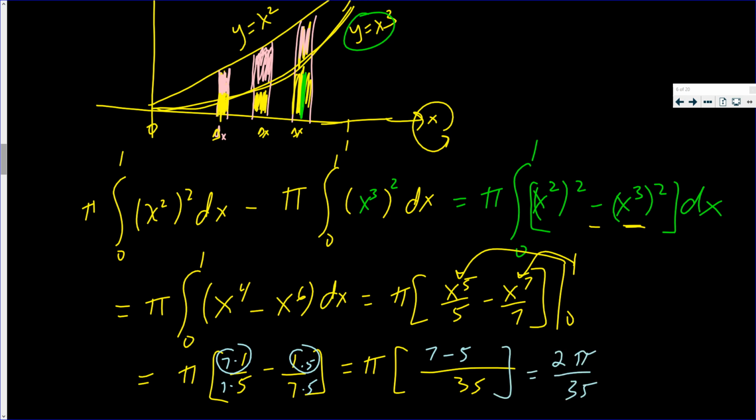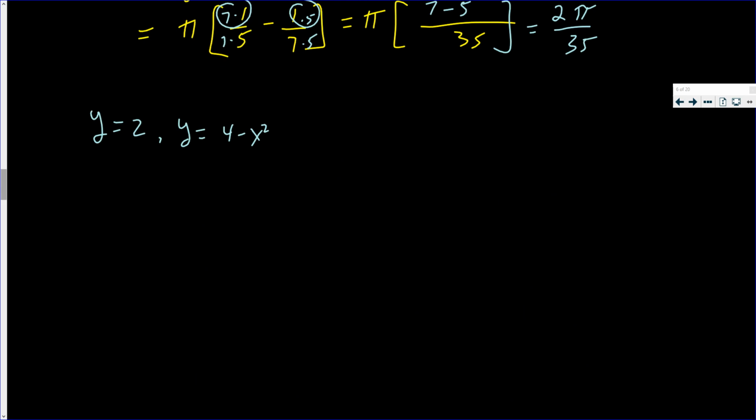Let us try some more. Just keep doing these. Suppose I tell you that I want to revolve the area bounded by the curve y equals 2 and y equals 4 minus x squared, and we want to revolve about the x-axis. So what volume do we get?